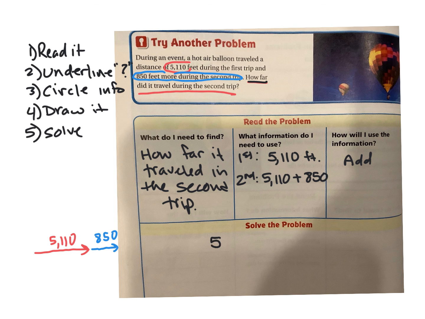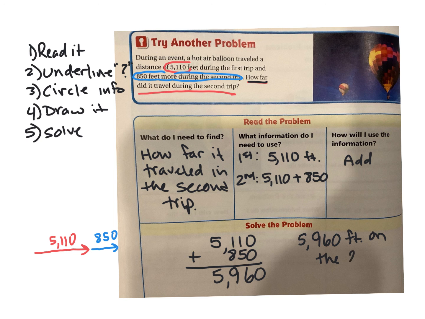Be careful when you line these up. Our place values need to line up. This is the ones place. We need that ones place to line up with it. This is the tens place. That's got to line up with the tens place. This is the hundreds place. It's got to line up with the hundreds place. And it doesn't have a thousands place. Add 1 plus 5 is 6, 8 plus 1 is 9, and 5 plus nothing is 5. It traveled 5,960 feet on the second trip.